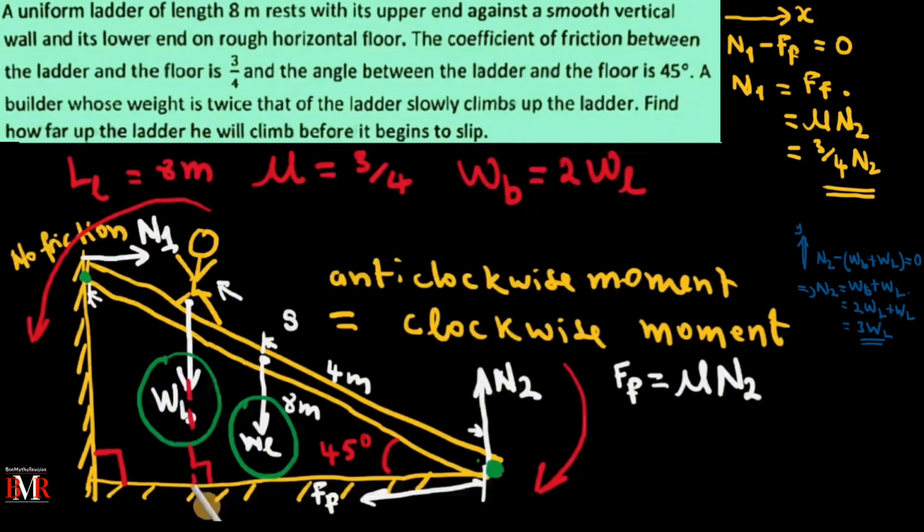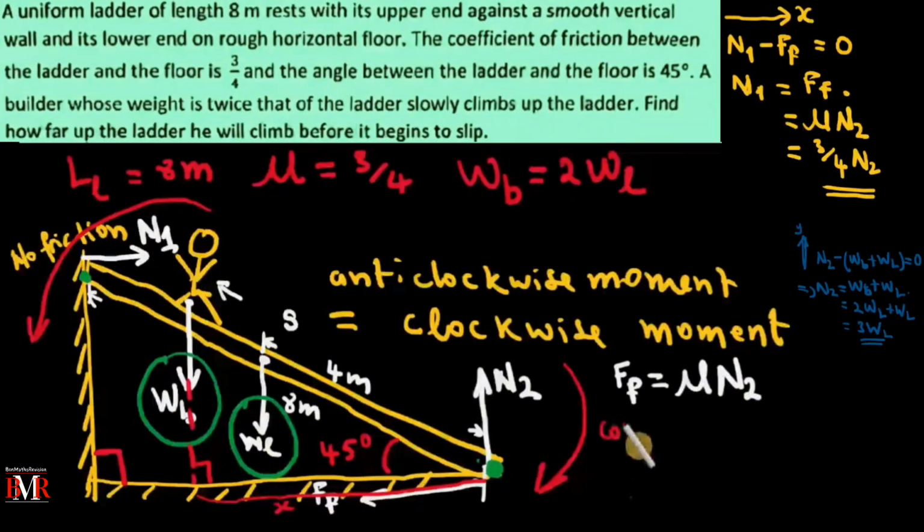Now, if you look carefully, the perpendicular distance is from here to here, not along the ladder. Perpendicular means at 90 degrees to the turning point. So you see, from here is 90 degrees to the turning point. To get this distance, I need to apply the trigonometric ratio. Let's say this distance is x.